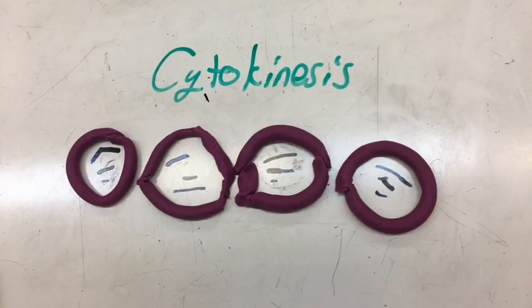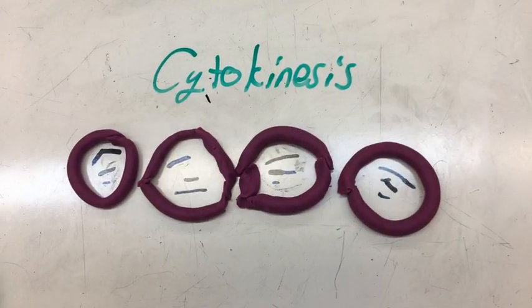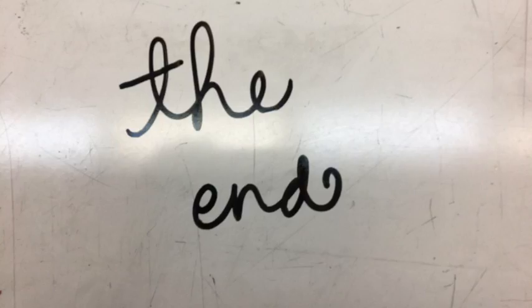The plasma membrane pinches in to stabilize the cell and deposit new cell wall materials. This completely separates the cells that were once together.